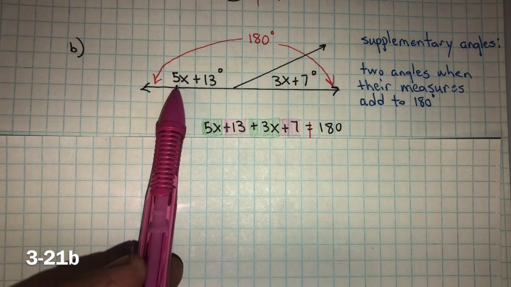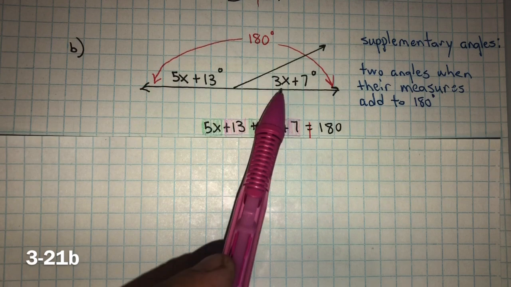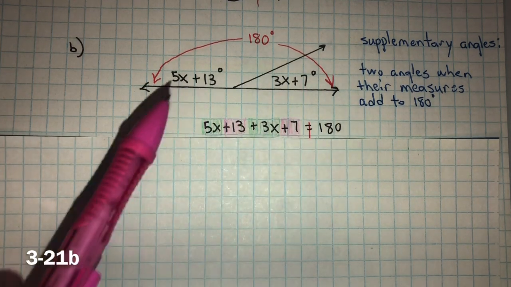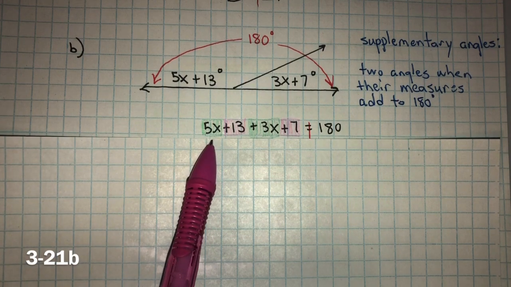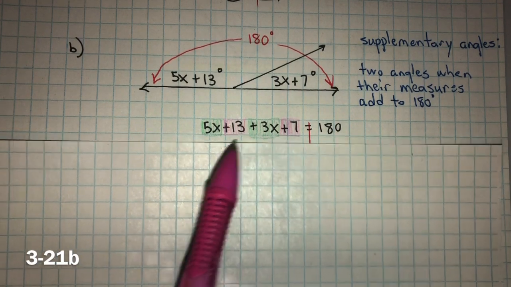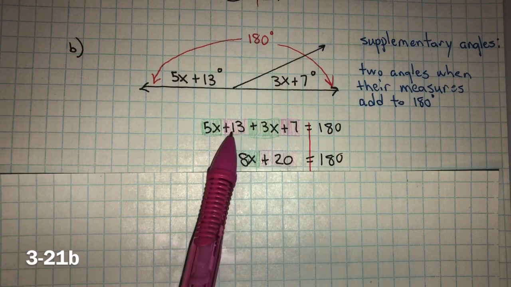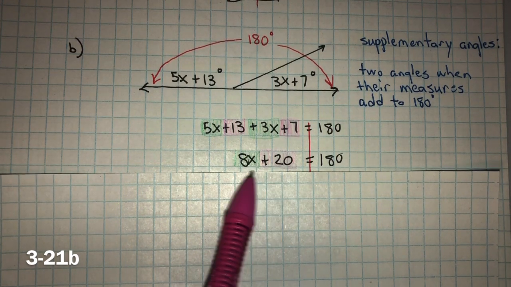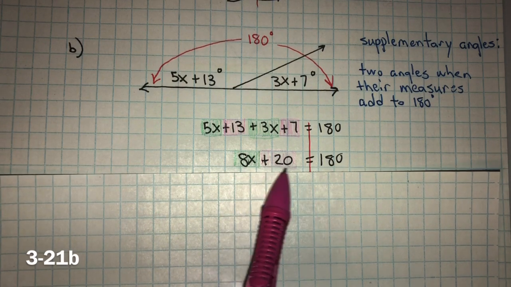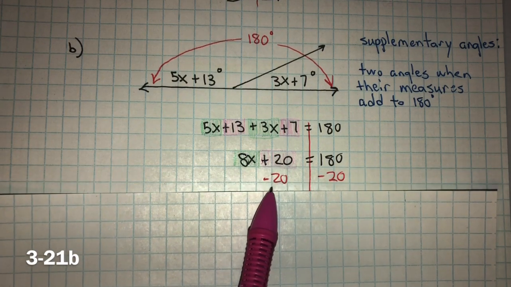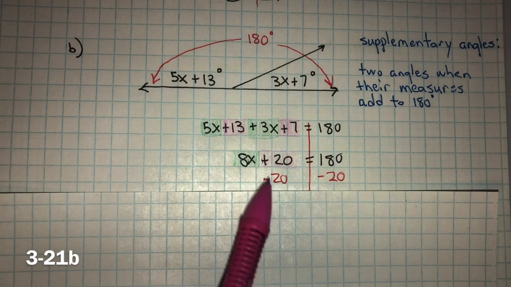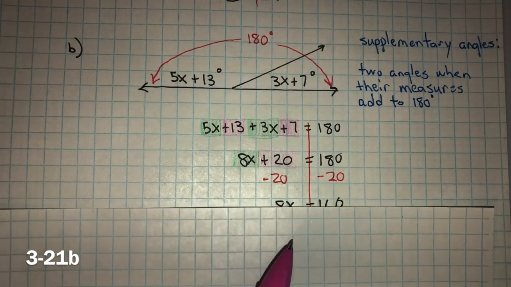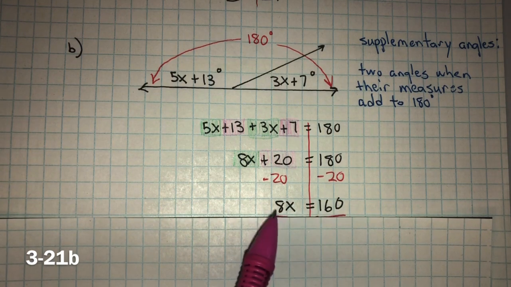So we have 5x plus 13 and 3x plus 7 equals 180 degrees. Combine like terms, so we have 5x and 3x, which is 8x. 13 plus 7 is 20. Solving for x, so inverse property of addition, subtraction, so we're subtracting 20 from both sides. 0 pair. 180 minus 20 equals 160.